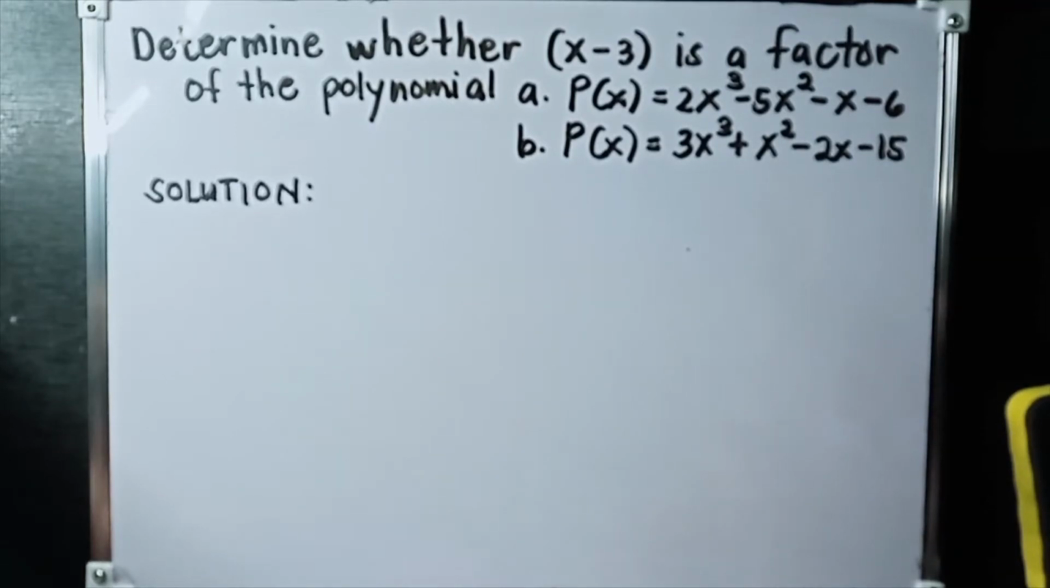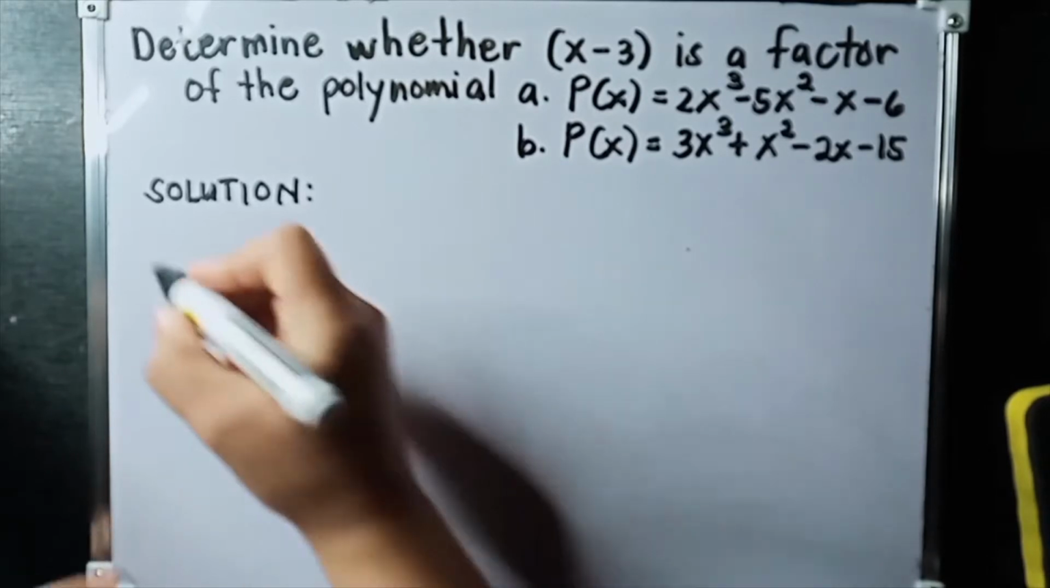For example number 1, determine whether x minus 3 is a factor of the polynomial, letter A, p of x equals 2x cubed minus 5x squared minus x minus 6, and letter B, p of x is equal to 3x cubed plus x squared minus 2x minus 15. Let's work on the solution of letter A.